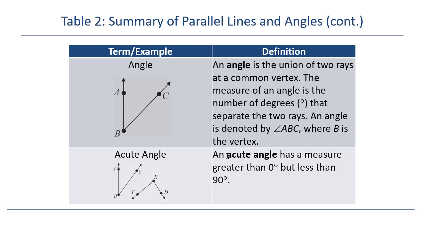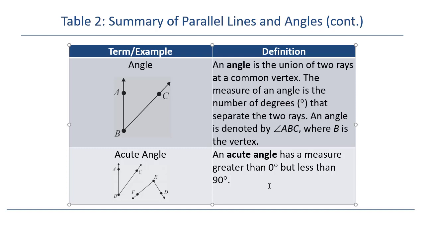Another definition, an acute angle is not an angle that is cute. It's an angle that is bigger than 0 but less than 90 degrees. And we say bigger than 0 because if it's a 0 angle, it's literally a straight line, right?